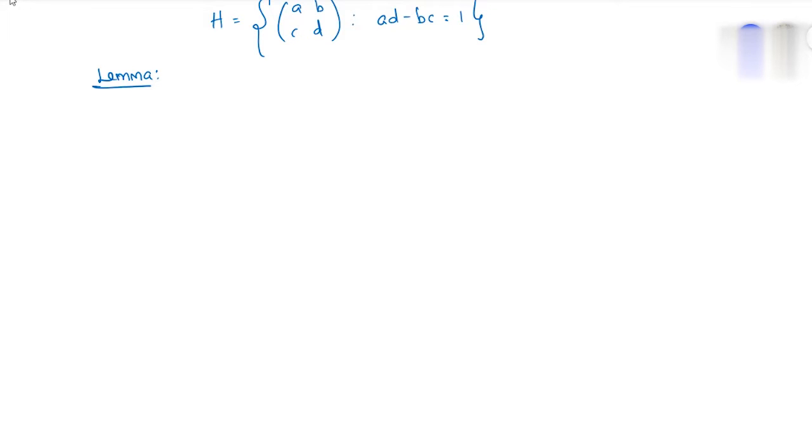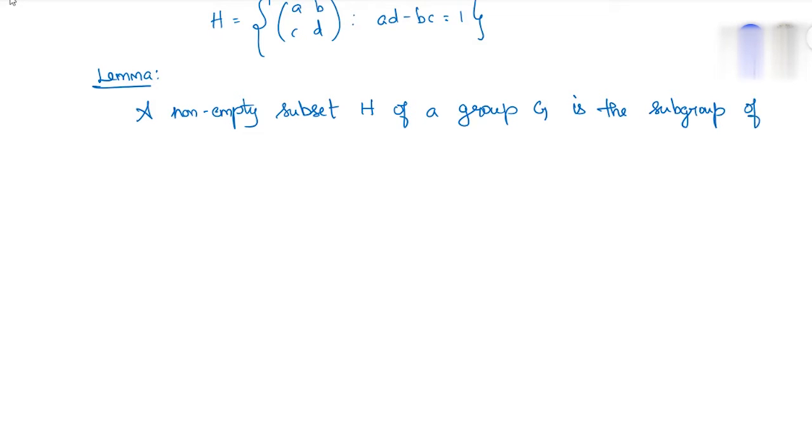A non-empty subset H of a group G is a subgroup of G if and only if, they are given two conditions: if A, B belongs to H implies that AB belongs to H. That is, A and B are operated.